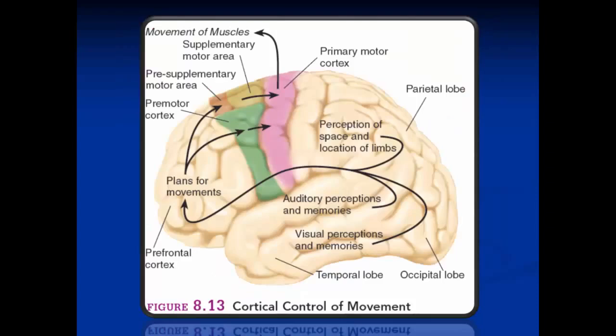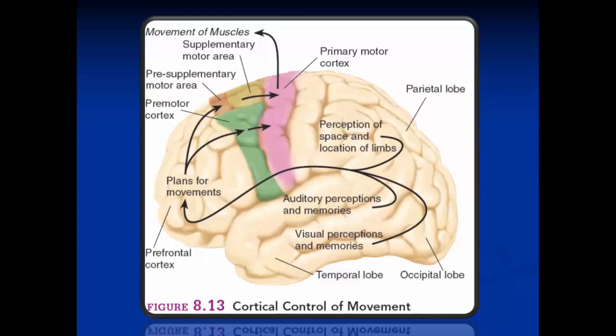Here is a simplified diagram. This is a good one for you to know. This is a simplified diagram of the cortical control of movement. Remember, obviously the spinal cord is important, but I want you to focus on the cortex when you're studying.